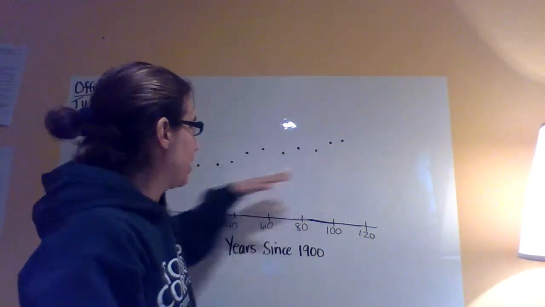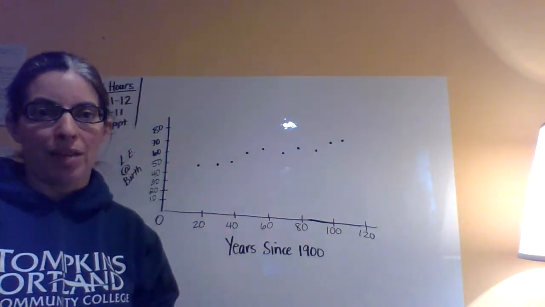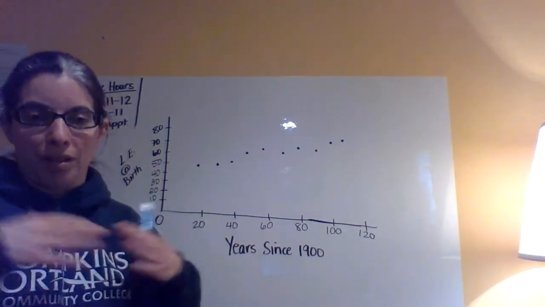We don't want to put our line down here. We want to put it right through the middle. So yeah, there's some things that are a little higher, some are a little lower. It kind of balances out. It gives us an estimate of what's happening there.